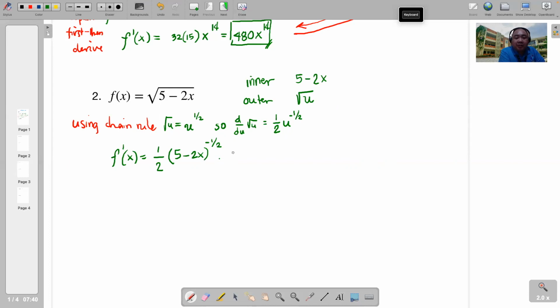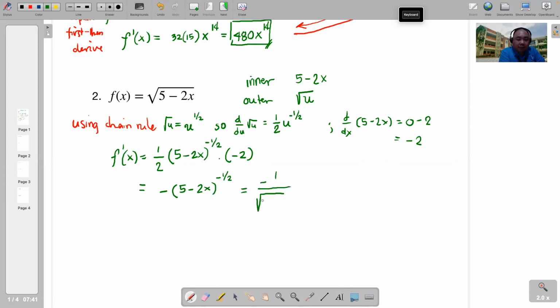So what is the derivative of 5 minus 2x? That's 0 minus 2, that's negative 2. So we multiply by negative 2. Or rather, f prime x now will be negative (5 minus 2x) raised to negative 1/2. Or this is negative 1 all over the square root of 5 minus 2x.